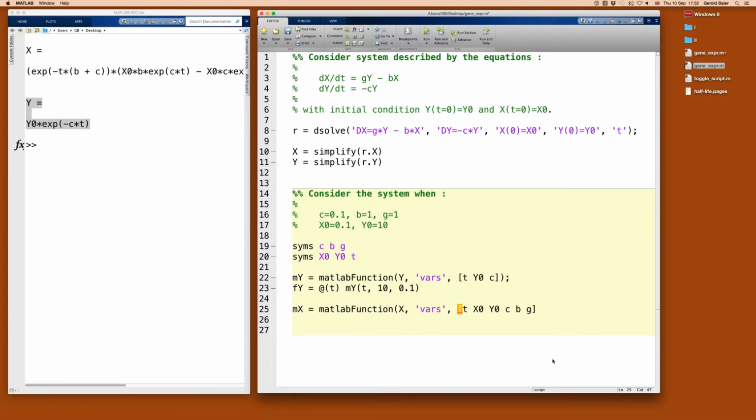G missing, yeah. Again, our fplot function only wants one variable unknown, so I'm going to make a new fx function at t. So again, an anonymous function with only t not set. Call mx with t unknown, x0 0.1, y0 10, c is 0.1, b is 1, and g is 1.